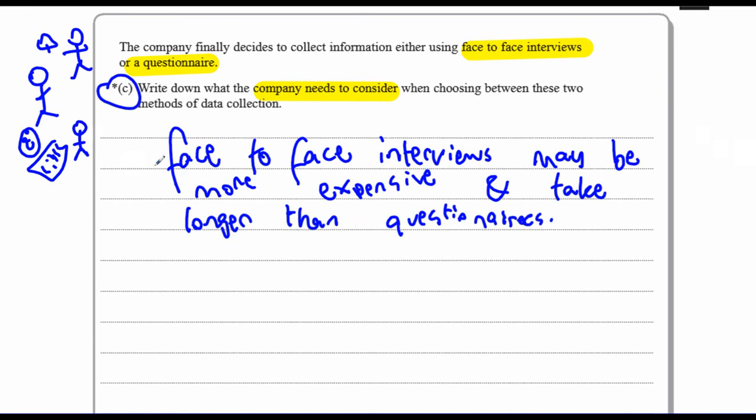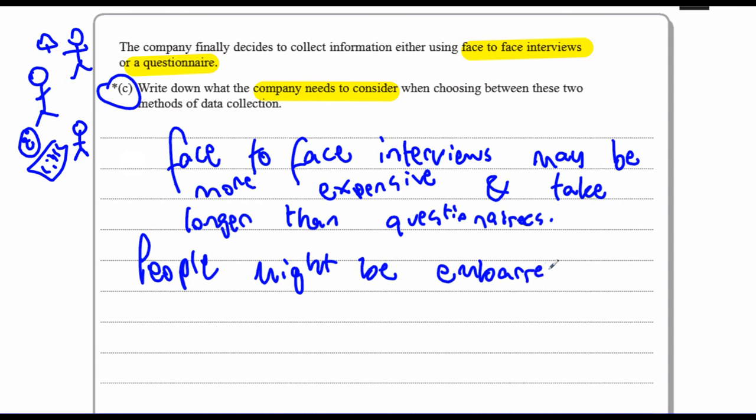And there's some things to consider when looking at face-to-face. People might be embarrassed if they're being asked questions face-to-face, so you might not want to say what you really think. But if it's just writing it down on a questionnaire and no one's going to know it was you, it's a lot easier to put what you really think.